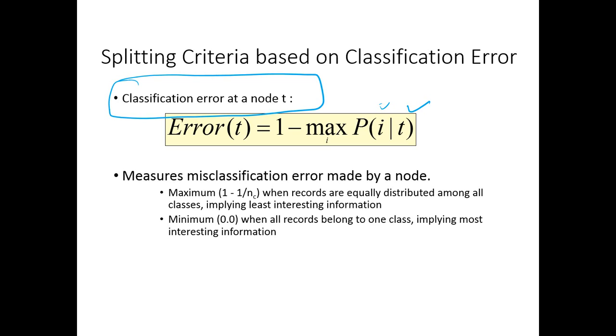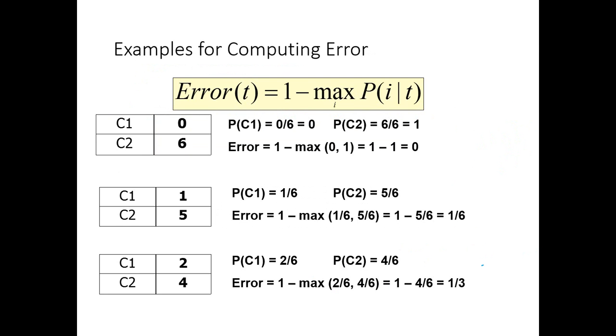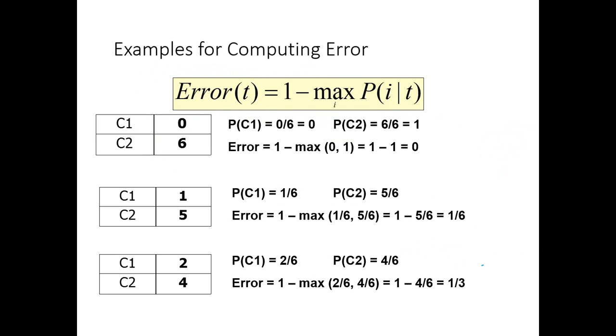Misclassification is very easy, right? Somebody said yes, and the prediction is yes, it's not an error, it's matching. If it is yes, but the prediction is no, then this is misclassification. So you go by the split that minimizes misclassification. That's the idea. Again, that is similar to what we have seen in the other two metrics.